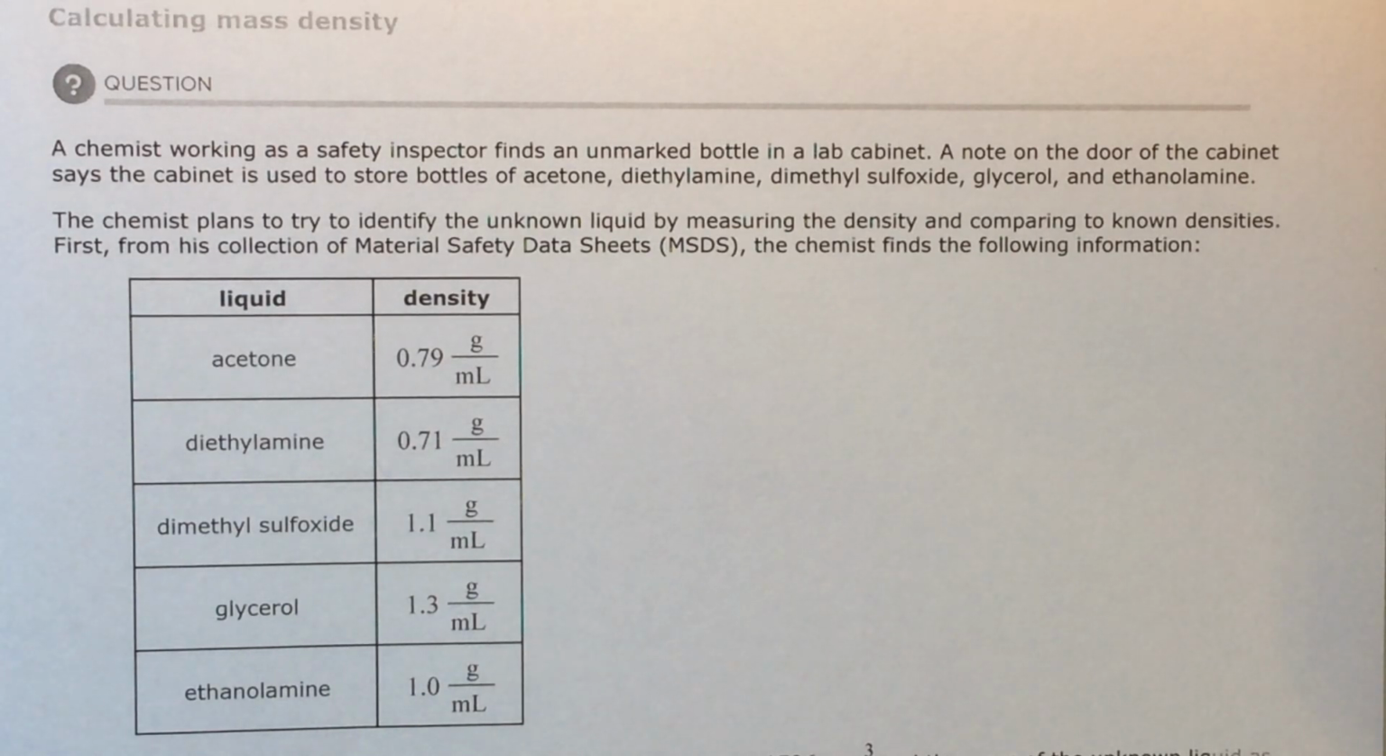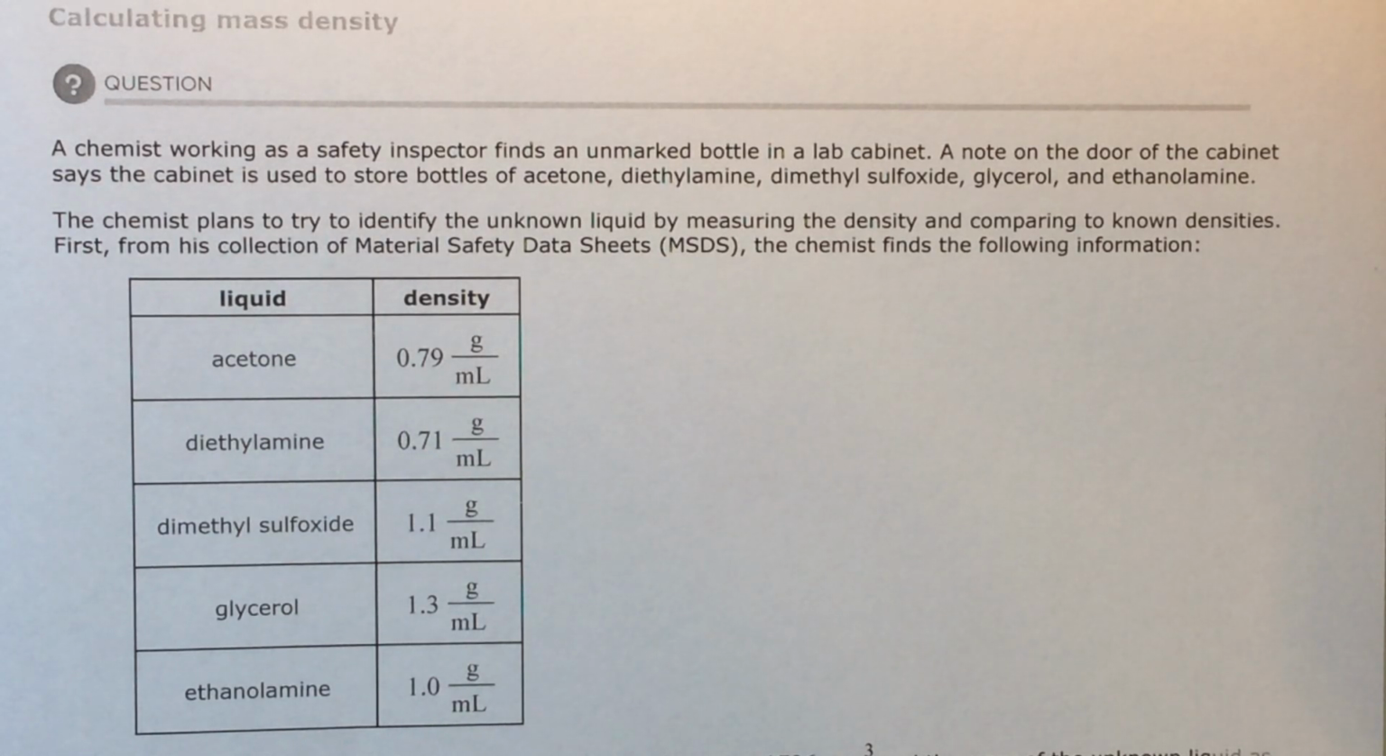So your question says, a chemist working as a safety inspector finds an unmarked bottle in a lab cabinet. A note on the door of the cabinet says that the cabinet's used to store bottles of acetone, diethylamine, dimethyl sulfoxide, glycerol, and ethylamine. Okay, big old chemical names. So each one of these chemical names can be found in a book and the density of that substance can be looked up. So it says the chemist plans to try to identify the unknown liquid by measuring the density and comparing to known densities.